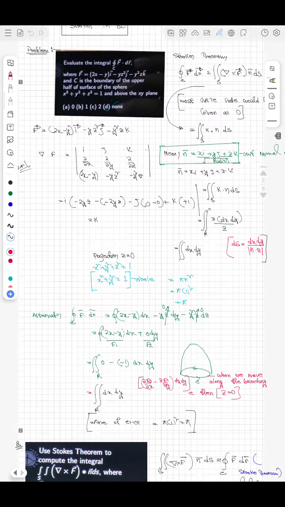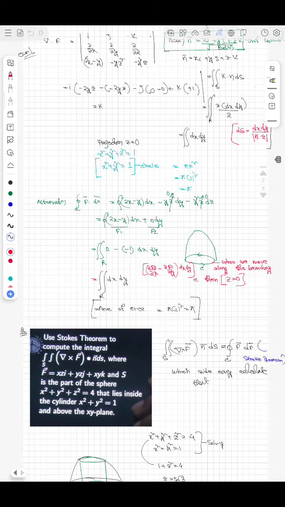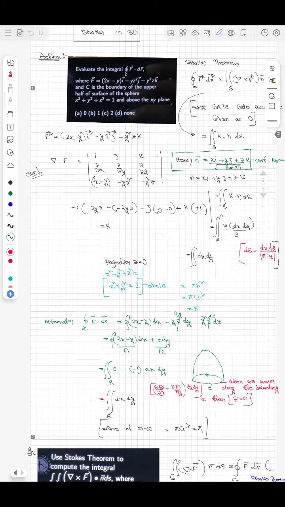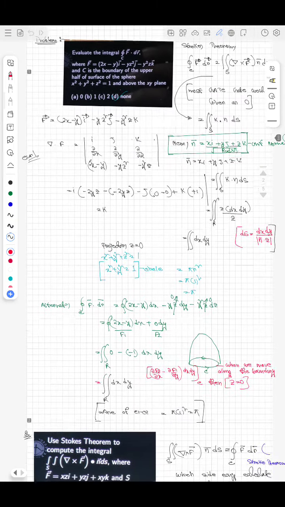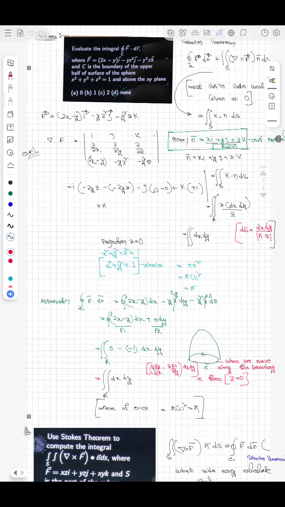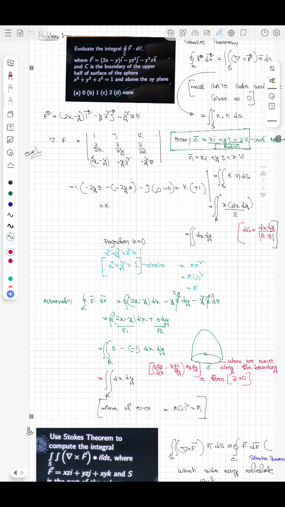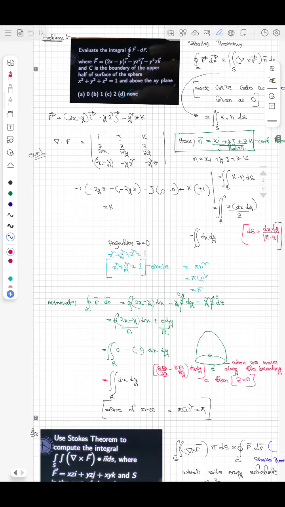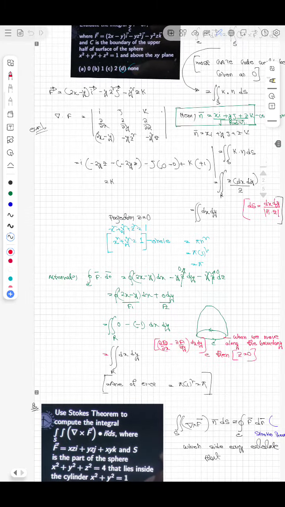Now F bar dot dR bar, the alternate way we are taking, is 2x minus y dx, minus y square dy, minus y square minus 2z into dz. What we are just doing is putting the equation I equal to dx dy dz. Here the z value is 0, you can see. So why is the z value equal to 0? Here also the z value equal to 0. So 2x minus y dx, it is f1, it is f2.